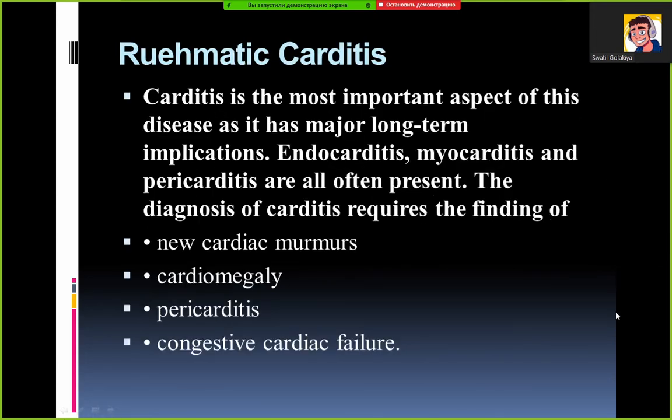The next, rheumatic carditis. Rheumatic carditis is the most important aspect of this disease as it has major long-term implications. Rheumatic carditis includes endocarditis, myocarditis, and pericarditis, so it means inflammation of endocardium, inflammation of myocardium, and inflammation of pericardium. The diagnosis of carditis requires the finding of new cardiac murmurs, cardiomegaly, pericarditis, and congestive heart failure.